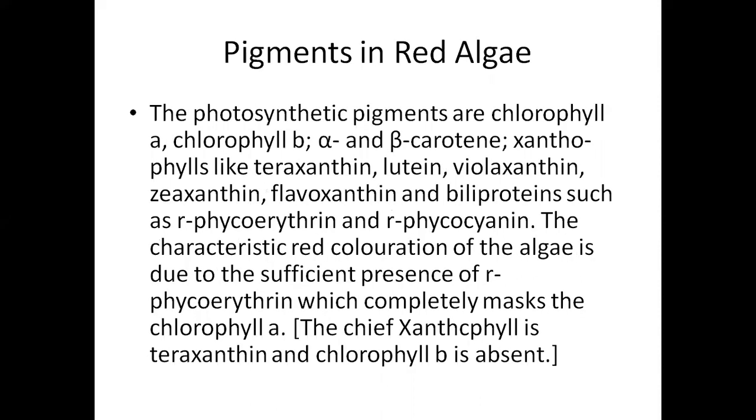Now, what are the main pigments present in red algae? The photosynthetic pigments present in red algae: chlorophyll A. We have already discussed that chlorophyll A is the common pigment, a general pigment in all algae. Then chlorophyll B, alpha and beta carotene, xanthophylls. What are the categories in xanthophylls? Zeaxanthin, lutein, violaxanthin, flavoxanthin, and biliproteins. Okay. From biliproteins we have phycoerythrin and phycocyanin. Phycoerythrin gives the red color because its quantity is high, and it also masks the presence of chlorophyll A.